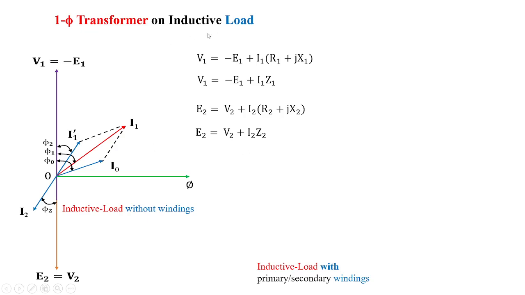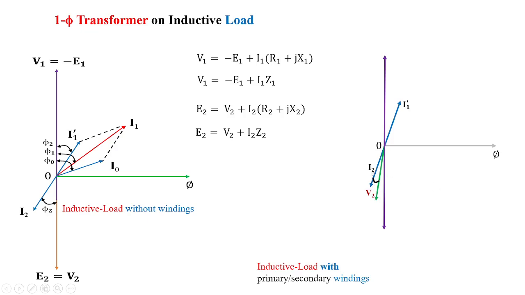Now what happens if we take the inductive load? The equations remain the same, but the phasor diagrams according to this load will change in this fashion. You can see again I have taken O and 5, and I have taken current and voltage because of the inductive nature of the load. You can see the current lags voltage. Current is the blue line and V2 is the green line. So these two are the voltage and current conditions of the inductive load.